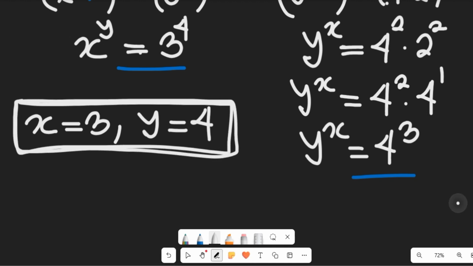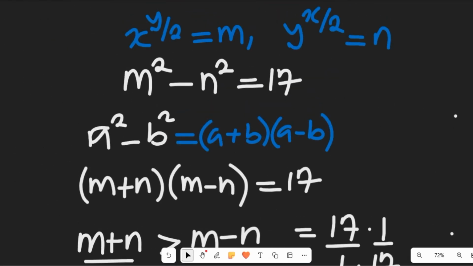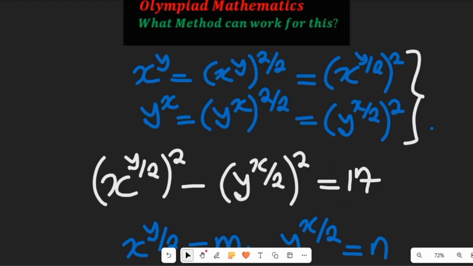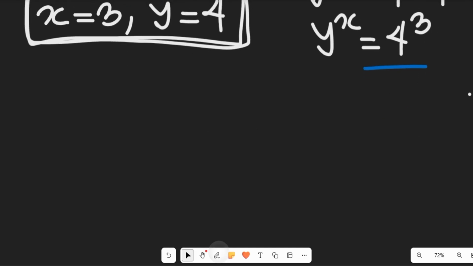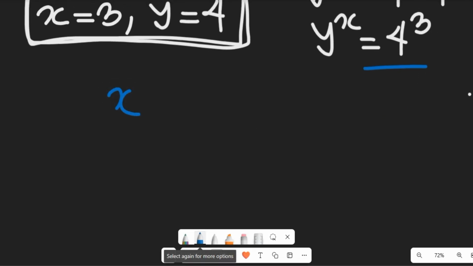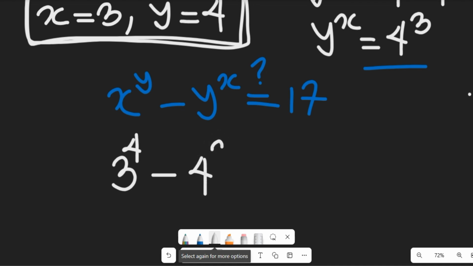Now let's verify or check to confirm our solution is actually right. To verify, let's insert the value of x and y into the original expression. The original expression given to us is x to the power of y minus y to the power of x equal to 17. Now, if we insert this, can it give us 17? This is going to give us x, which is 3 to the power of 4, minus y, which is 4 to the power of 3. Will the solution give us 17?